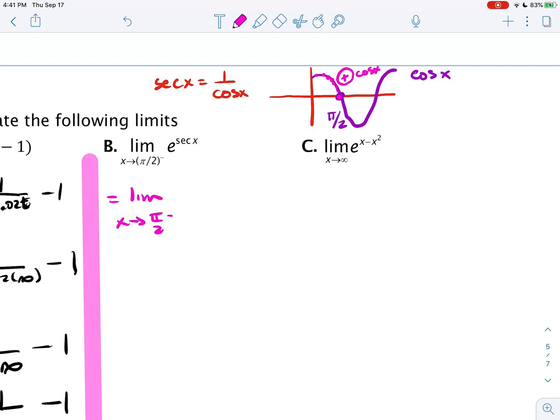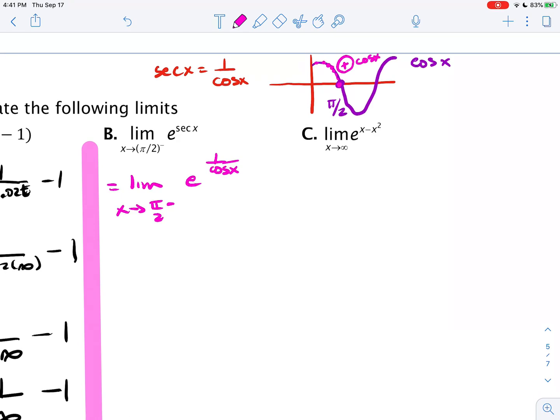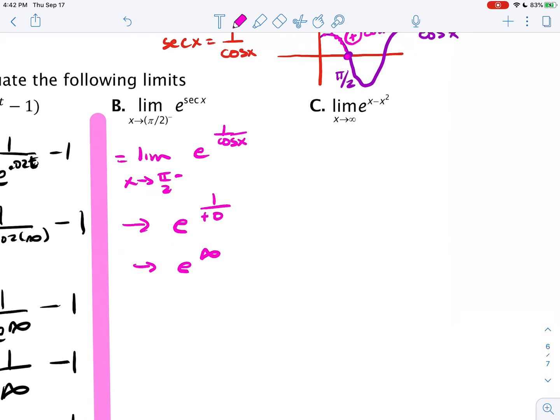So I can rewrite this as the limit as x approaches pi over 2 from the left of e to the 1 over cosine x. And I can see that this is going to e to the 1 over 0, right? But 0 in a positive way. So this is going to be a 1 over 0, but it's positive, so that's going to e to the infinity. We never really achieve the 1 over 0 because it would be a vertical asymptote for secant, but we get really close to it, and when we get really close to it, we're getting there from positive values, so we would have a positive infinity. 1 divided by a smaller and smaller number is getting bigger and bigger, but it's still a positive number, and e to the infinity is going to infinity.